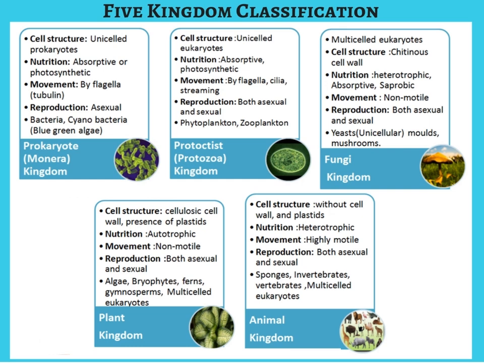Reproduction is both by asexual and sexual process. Primitive type of animals or the starting animals, they are able to reproduce by asexual mode. However, the more modified or the latest organism, they are able to reproduce by sexual method. Examples of this kingdom include sponges, invertebrates, vertebrates. All these organisms are multicellular eukaryotic type.